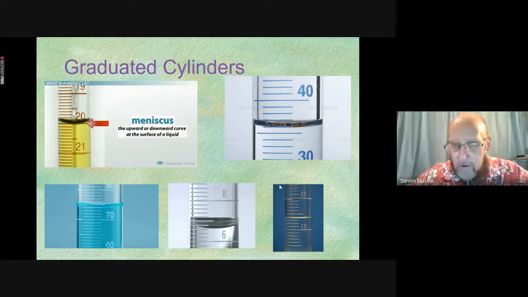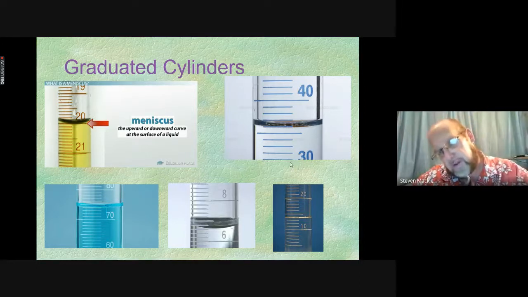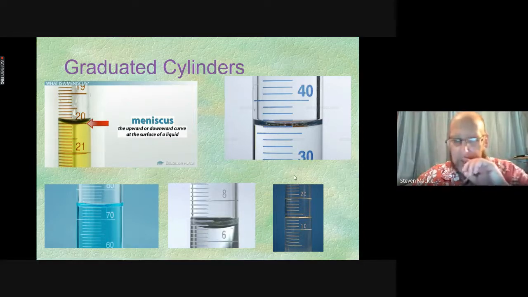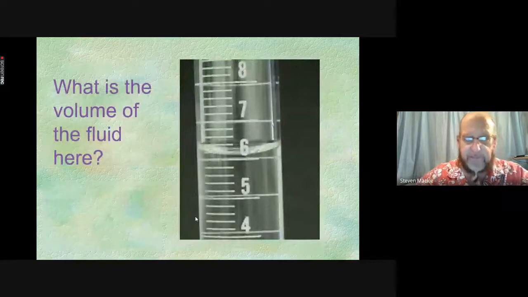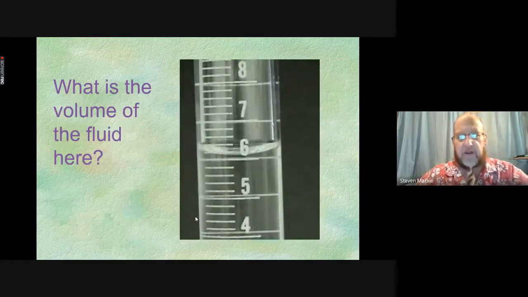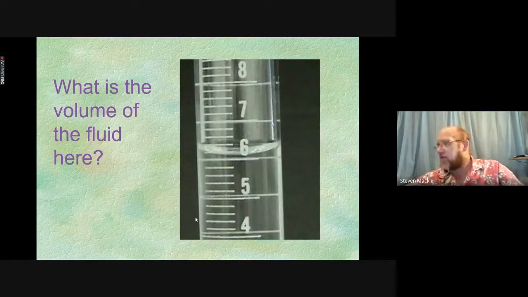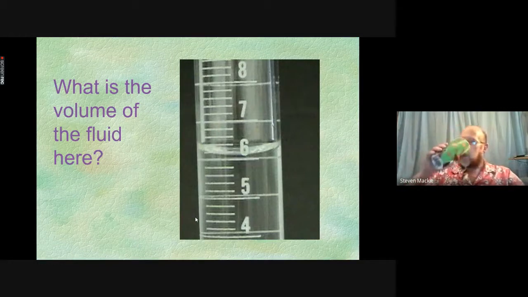Now, look over here at this one. Here's, wow, 30 is way down here. I guess this is 30. We've got 1, 2, 3, 4. Oh, no, 30 must be down here a little bit. Boy, I need to get one that's a little bit easier to read. Believe me, you're going to get plenty of opportunity to do this in the lab. Okay, so what is the volume of the fluid here? Take a look. I want you to just look at it and study it for a minute.